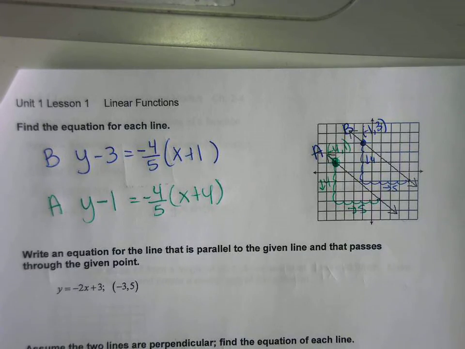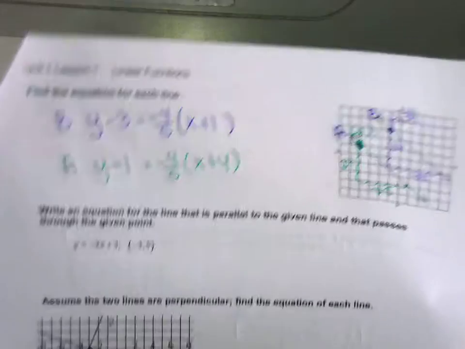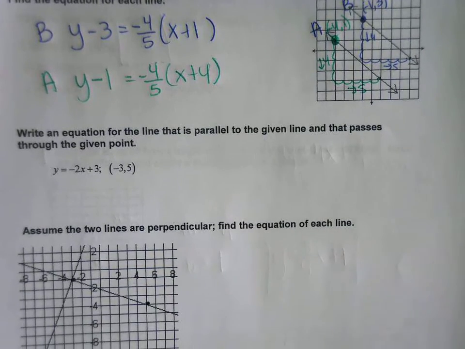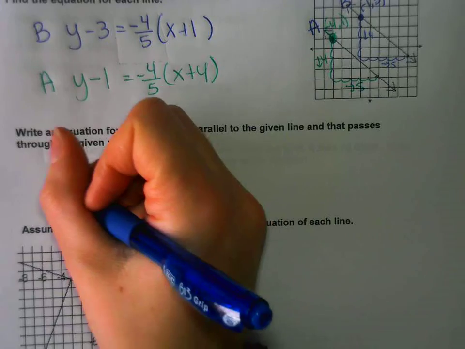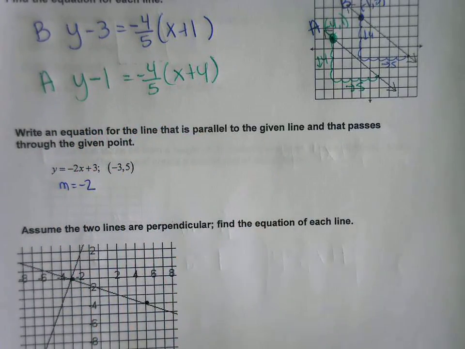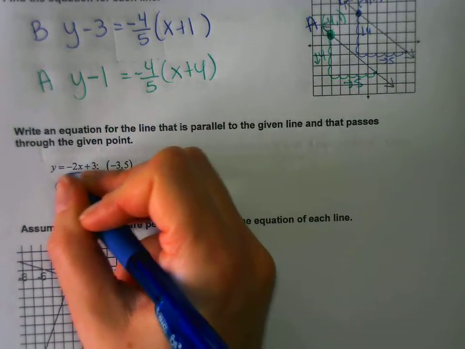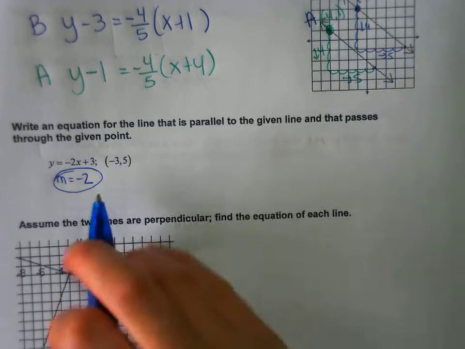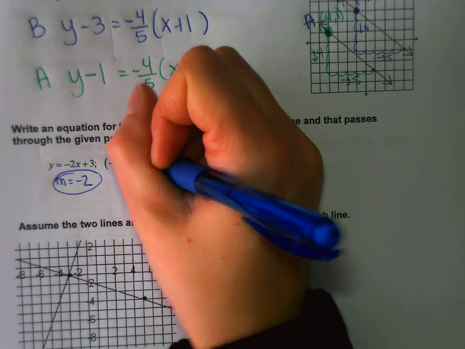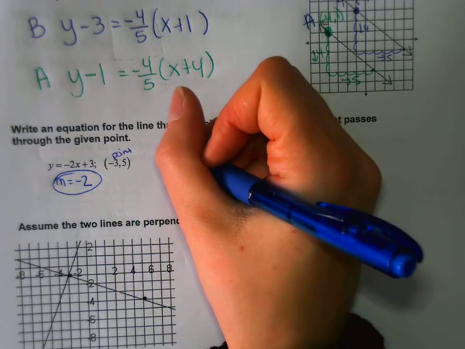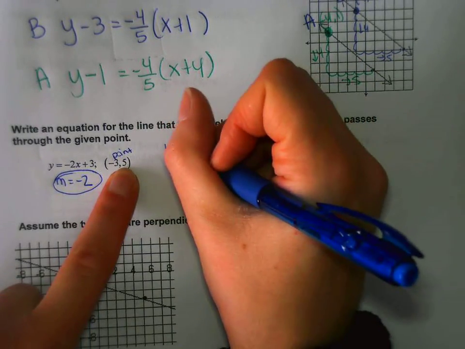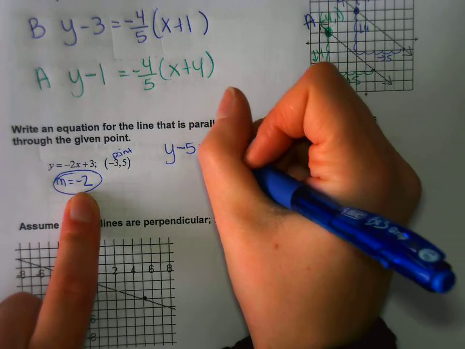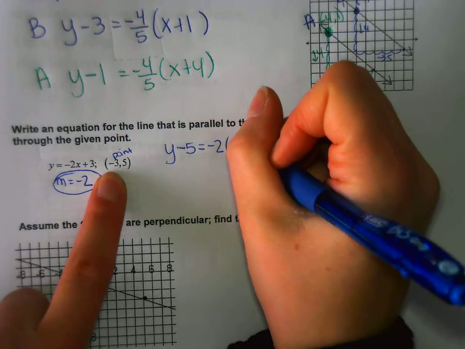We want to write an equation for the line that is parallel to the given line and passes through this given point. So when I want something parallel, it means we have the exact same slope. So right now my slope is -2, and that is what I am going to use in my next equation. So I have a slope and I have a point. I'm going to start off in point slope form. So I'm going to take my y, subtract 5, equals my slope of -2, x plus 3.